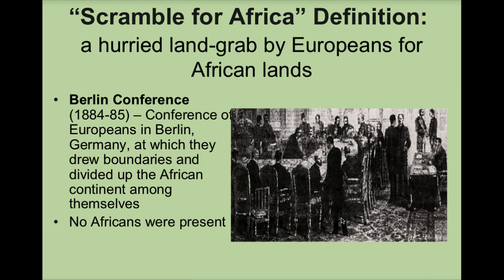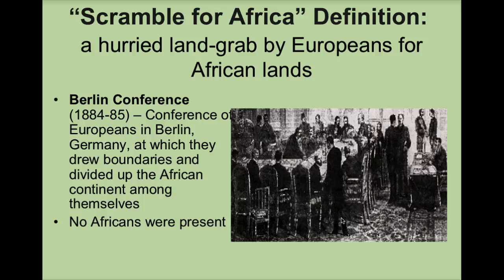Okay, so the scramble for Africa is this hurried land grab by Europeans for African lands. The height of this comes at the Berlin Conference in 1884 to 1885. What's been happening is that you have Europeans that are staking claims on Africans' land, and the competition heats up to the point where they pretty much are saying, you know, we have to settle this, we have to do this by a more diplomatic measure.